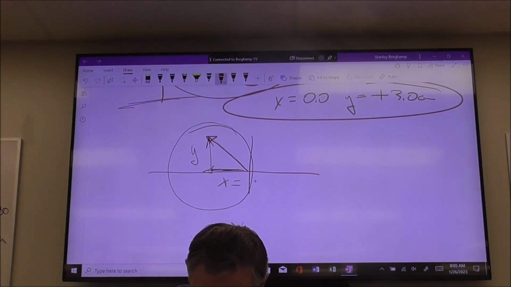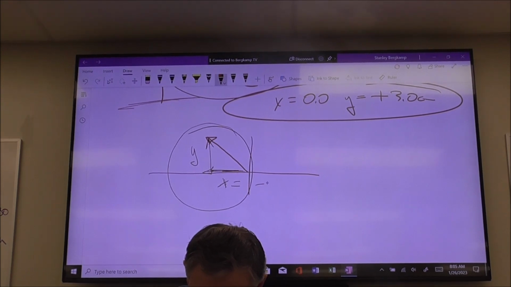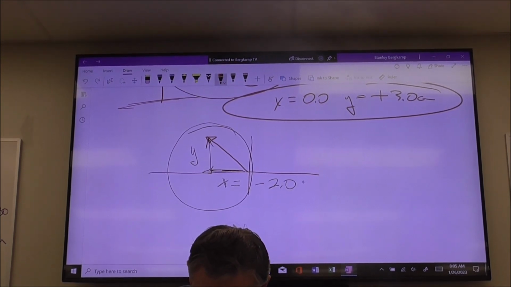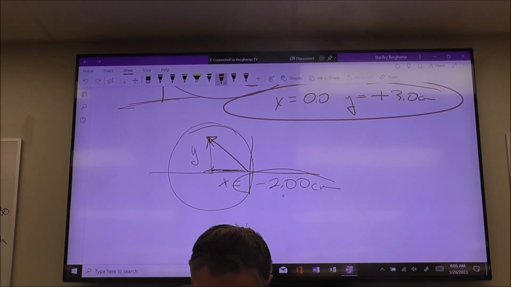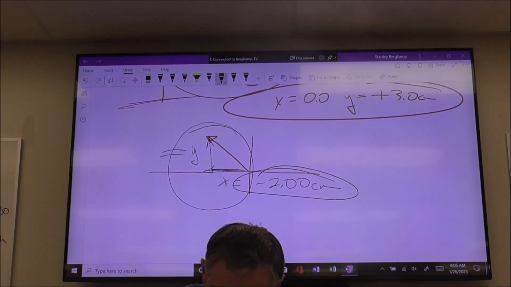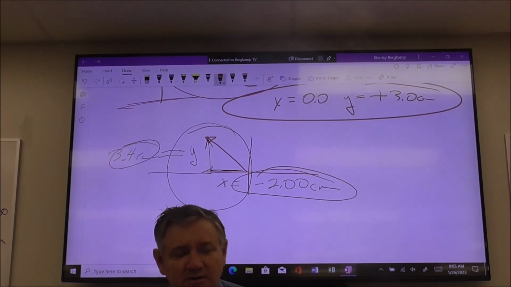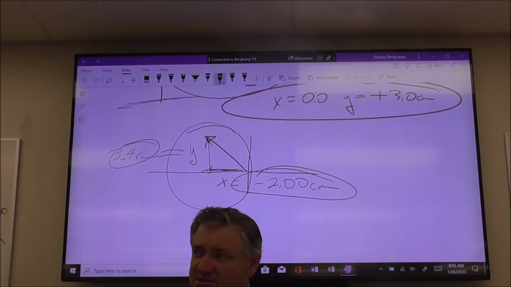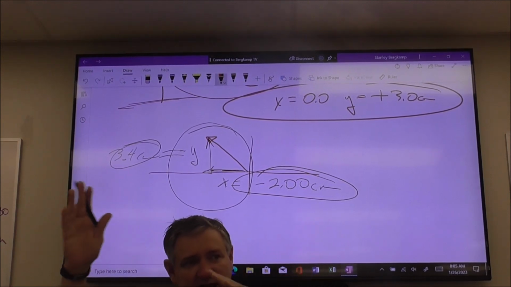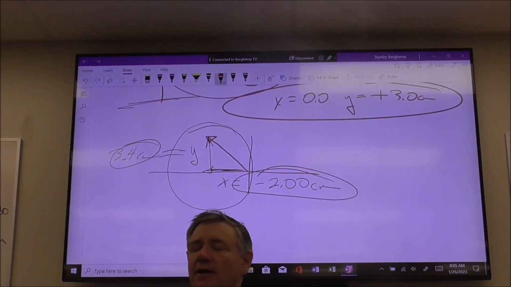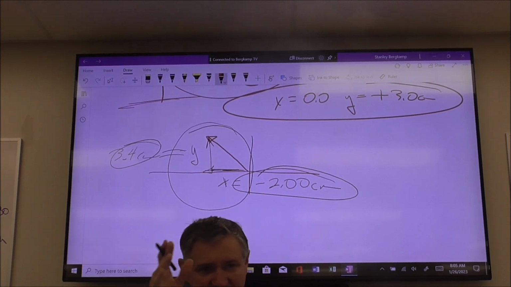What did you get for that value? -2. -2 exactly? That's cool. Yep. What did you get for your y component? 3.4. 3.4? Okay. Centimeters. So here's the point. Okay? Now this one's a little bit more difficult because it doesn't lie exactly on the x and y axes. Okay? So this is the bigger idea.